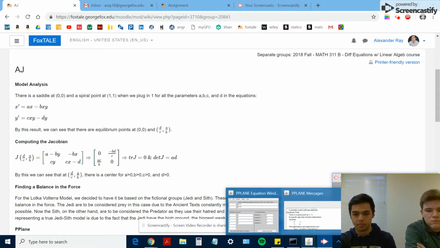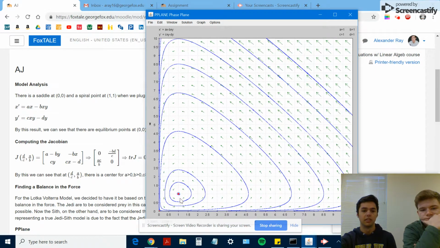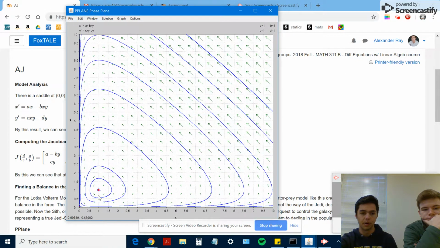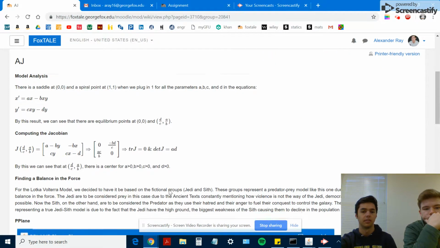So when you look at the phase-plane graph, you can see obviously there's equilibrium at 0, 0, and there is also equilibrium at 1, 1 when you plug in those parameter values. So there you go. That's what the graph looks like.